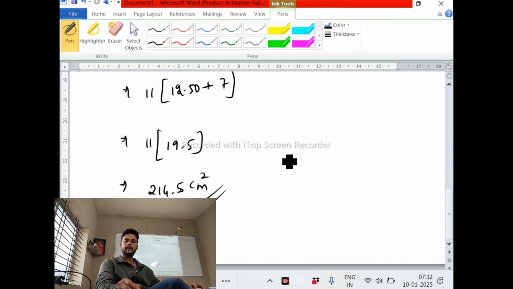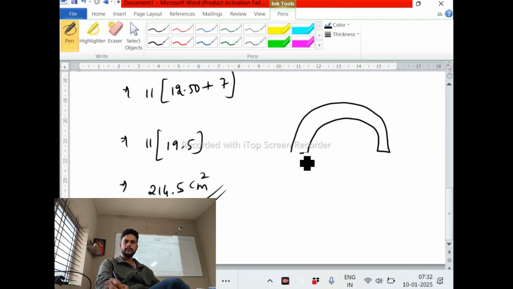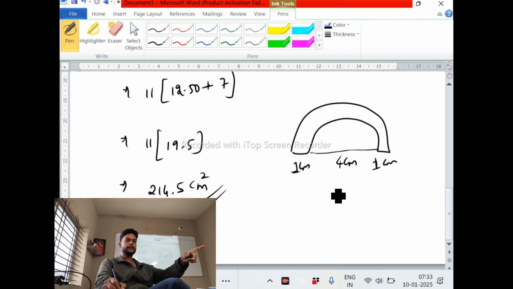Now see here, listen properly. If this is one bowl, think it is a very thick bowl. Think this is 1 centimeter thick, and this is 4 centimeter. Now, the radius for outer surface area is different. The radius for inner surface area is different. Yes or no? Sums will come like that.